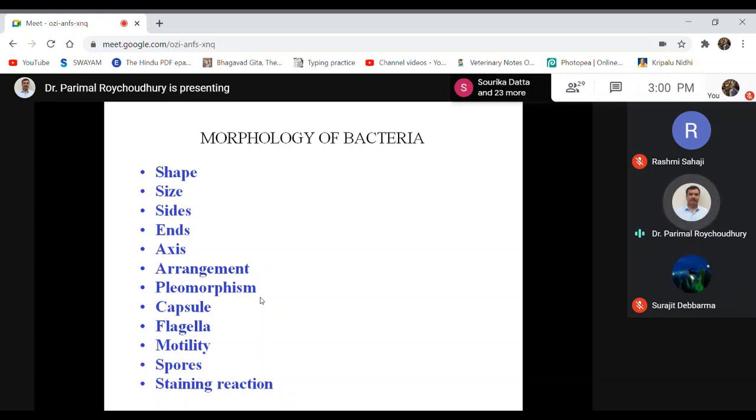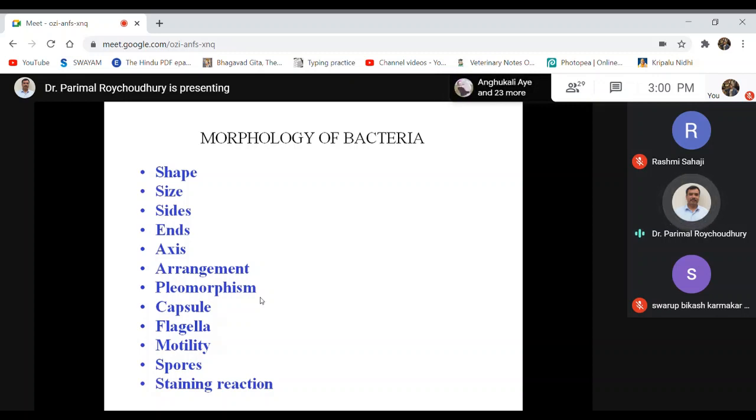They change their shape and size in different environmental conditions. We call them pleomorphic bacteria. For example, a bacterium may appear rod-shaped in certain culture media or cultural conditions, but at the same time, it may appear round in animal tissues. So we call them pleomorphic bacteria: the bacteria which change their morphology depending on their situation, environment, and culture media.